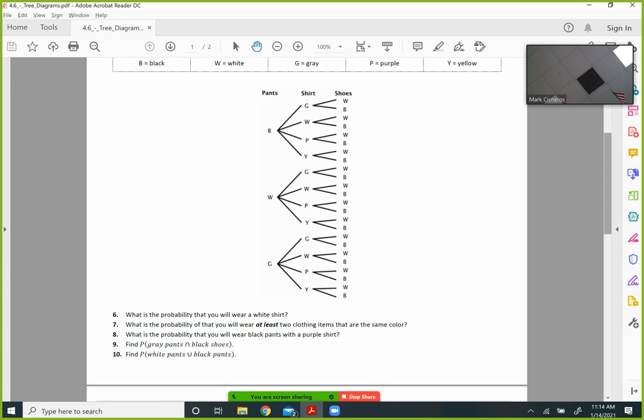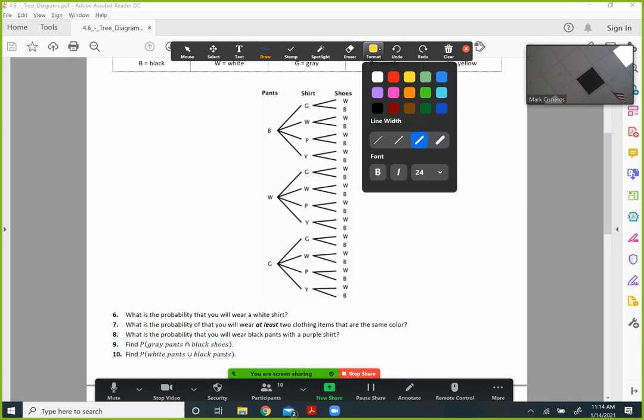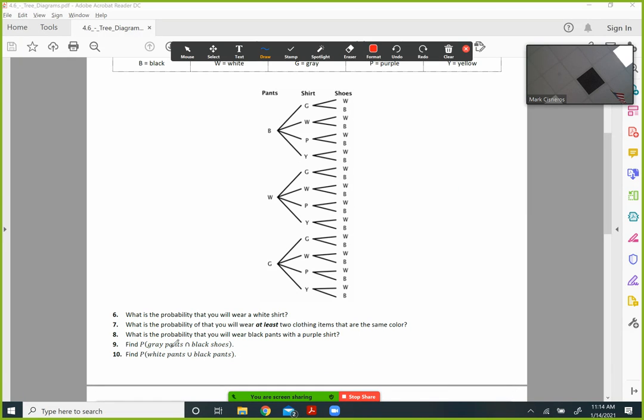Number 9 is the first one that I'll do. It says, what's the probability that somebody is wearing gray pants and black shoes? Don't forget that symbol means and, not or. So probability of gray pants and black shoes. I'm looking at the only gray pants. This is the only possible one right here to have gray pants, right? Those are the only ones. And to have black shoes, there are 1, 2, 3, 4. So what's my probability? 4 out of 24.